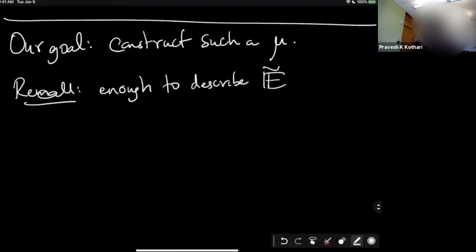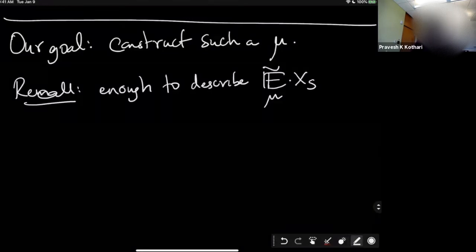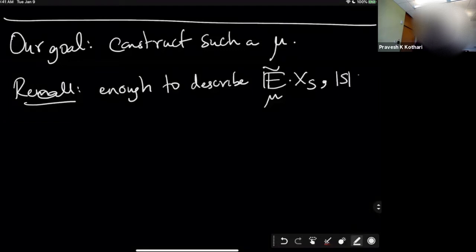what the values for all monomials is, right? Because then I can extend it to all polynomials linearly. And in fact, I just need to describe to you its values, the expectation values on S, which are at most C prime n sized. Why is this enough? Well, we proved earlier.